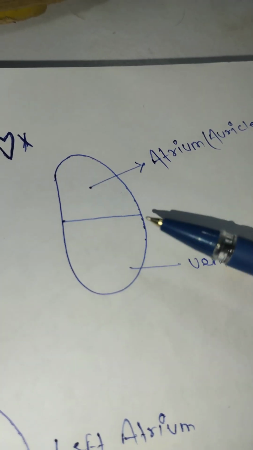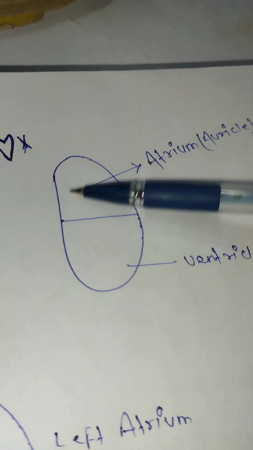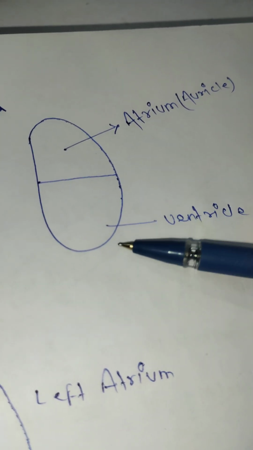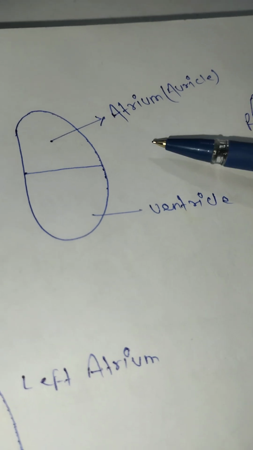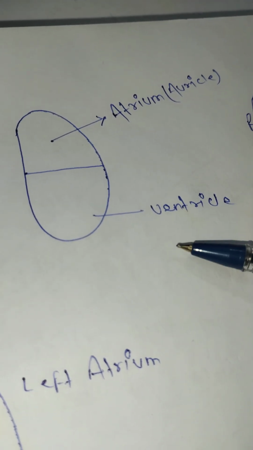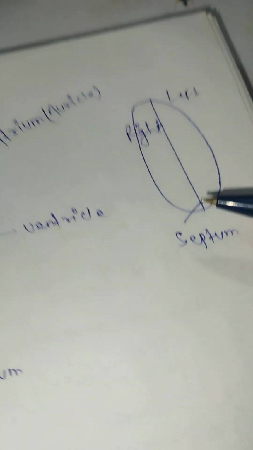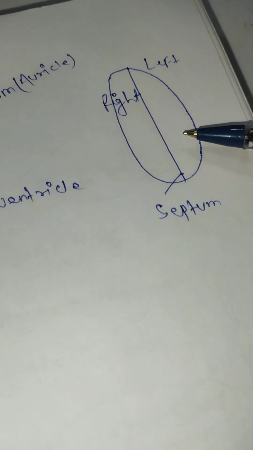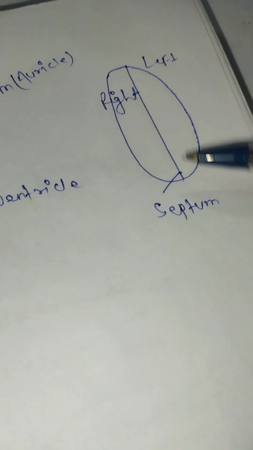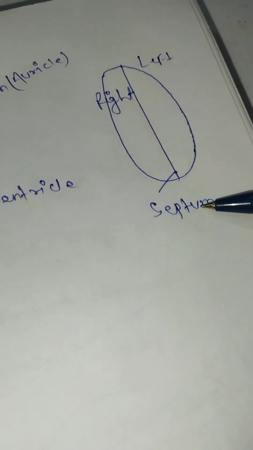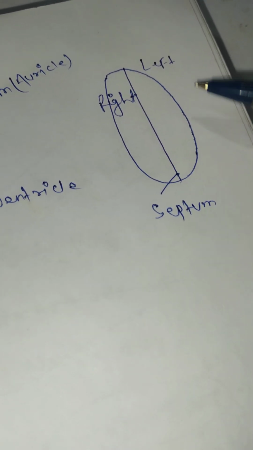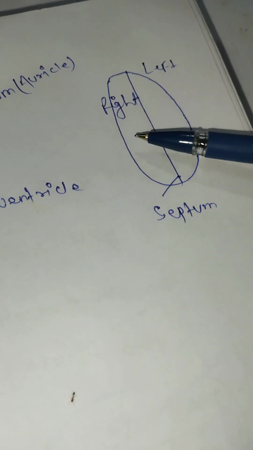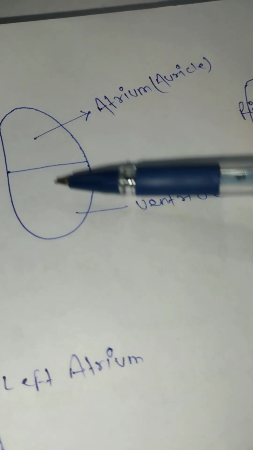Now coming to the chambers of the heart, see the upper two parts. The upper part is called the atrium, also known as the auricle, and the lower part is called the ventricle. Now this is a wall which divides the heart into left and right. This wall is called the septum. So this side is left and this side is right, and we have atrium and ventricle.